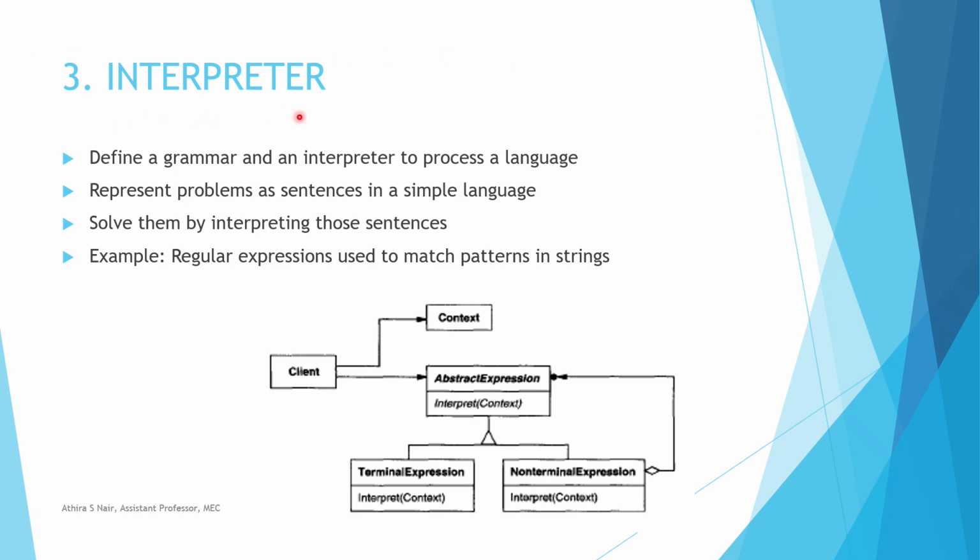The next type is interpreter. Given a language, define a representation for its grammar along with an interpreter that uses the representation to interpret sentences in the language.